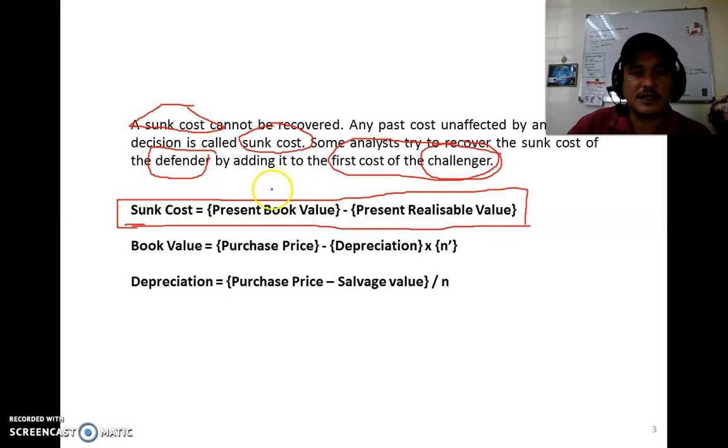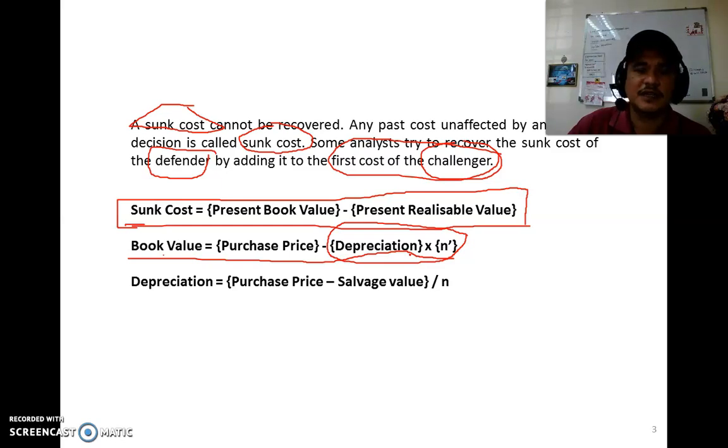Alright, so how to calculate sunk cost? Present book value minus trade-in value. Trade-in value we can get from the supplier. How to calculate the book value? The formula for the book value is purchase price minus depreciation times N bar. Purchase price is how much we purchased the machine last few years. Depreciation is the value per year of our machine. What is N bar? N bar is how long we have used the machine.